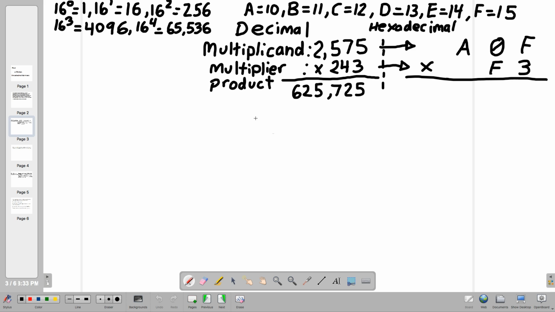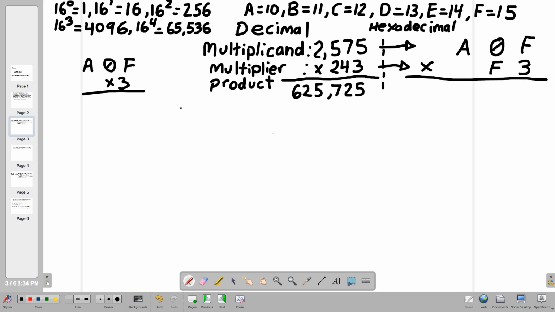Hexadecimal multiplication is pretty much the same as what we do with decimal. It's like taking turns. For the bottom number, we have F3. So I'm going to take 3 and multiply by A0F. And once I'm done with that, I'm coming back and multiply A0F by F. So let's compute. Let's do A0F, and then we're going to multiply by 3.